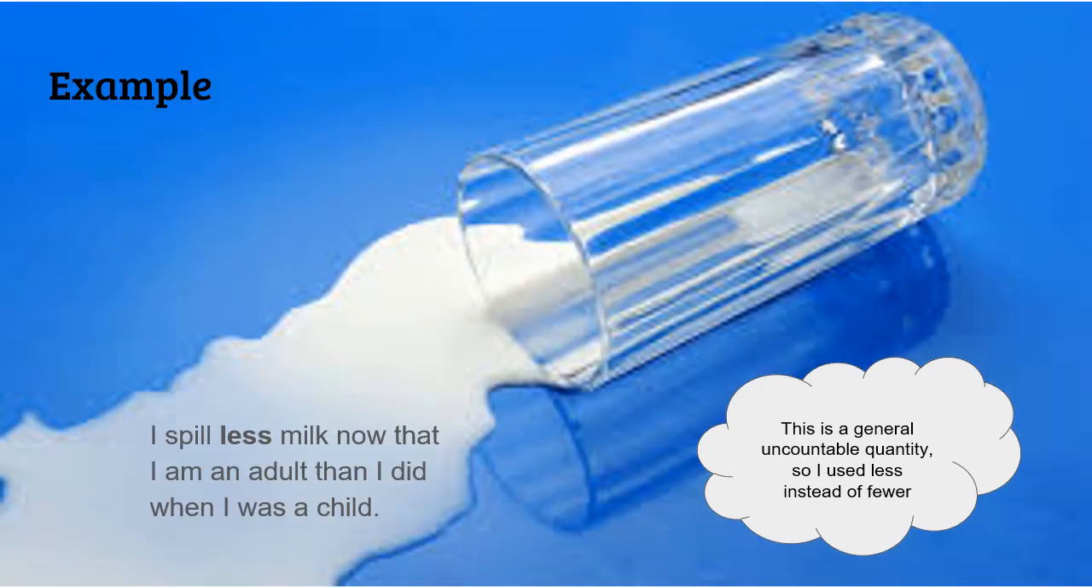This is one of my favorite examples because when my children were little, they spilled a lot of milk. It was so much milk that it was really uncountable. It was unquantifiable. It was just a mass of milk. So you might say, I spill less milk now that I am an adult than I did when I was a child.